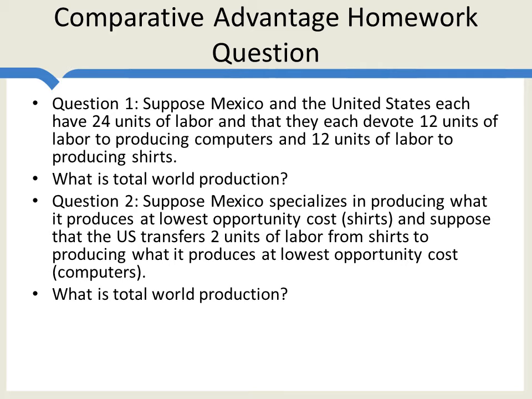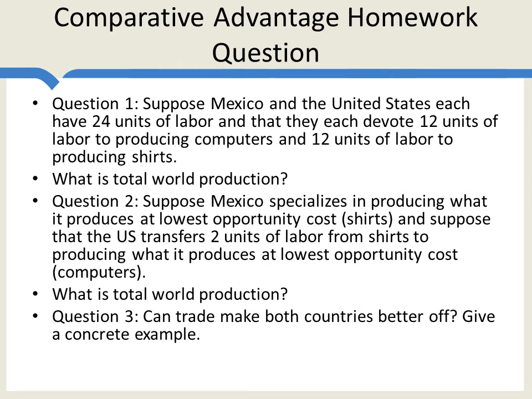Question 2. Suppose that Mexico specializes in producing what it produces at lowest opportunity cost. We just saw that with shirts. And suppose that the U.S. transfers 2 units of labor from shirts to producing what it produces at lowest opportunity cost. That's computers. What is then total world production? Finally, can trade make both countries better off? And here what I'd like you to do is give a concrete example of how many units have to be traded from where to where in order to make both countries better off, if that in fact is possible.